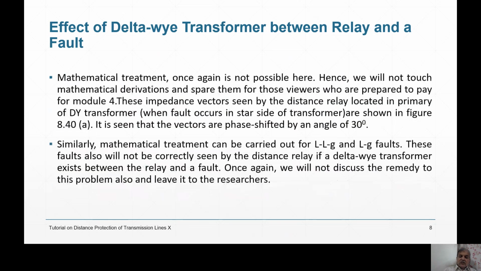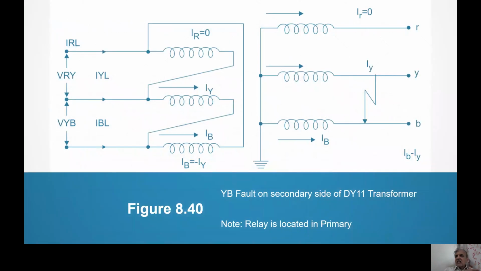So what occurs is something like this. Delta-Y transformer, Dy11. Pre-fault currents we consider 0, so IR is 0. IY equals I and IB equals minus IY. Right. A YB fault has occurred in the secondary. How is it measured in the primary? Once again, you will have to do some mathematical treatment, which I will avoid here in this video.